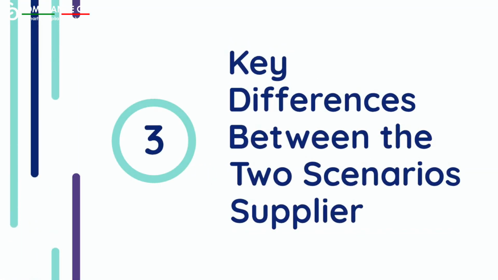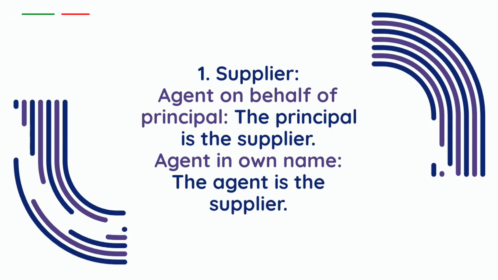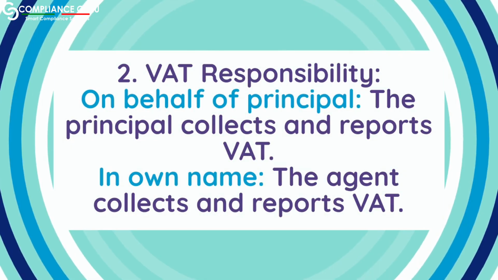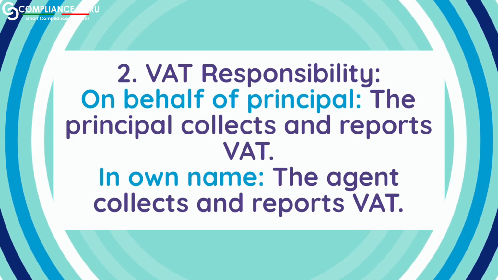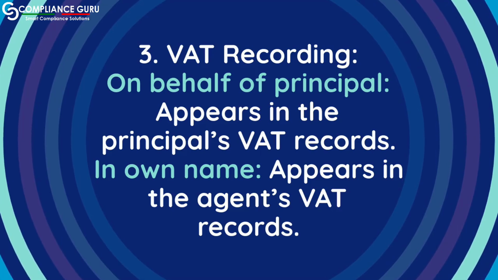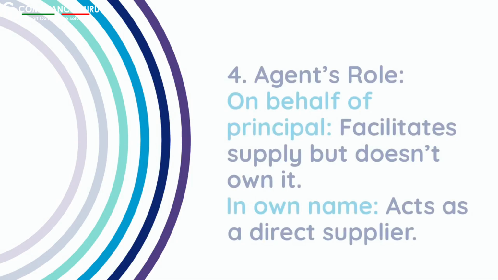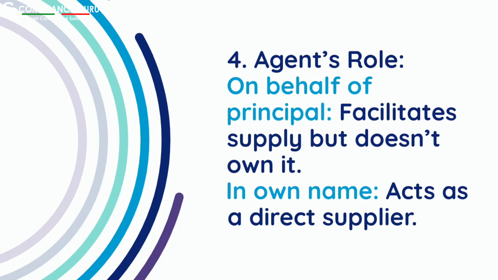3. Key differences between the two scenarios. 1. Supplier. Agent on behalf of principal, the principal is the supplier. Agent in own name, the agent is the supplier. 2. VAT responsibility. On behalf of principal, the principal collects and reports VAT. In own name, the agent collects and reports VAT. 3. VAT recording. On behalf of principal, appears in the principal's VAT records. In own name, appears in the agent's VAT records. 4. Agent's role. On behalf of principal, facilitates supply but doesn't own it. In own name, acts as a direct supplier.